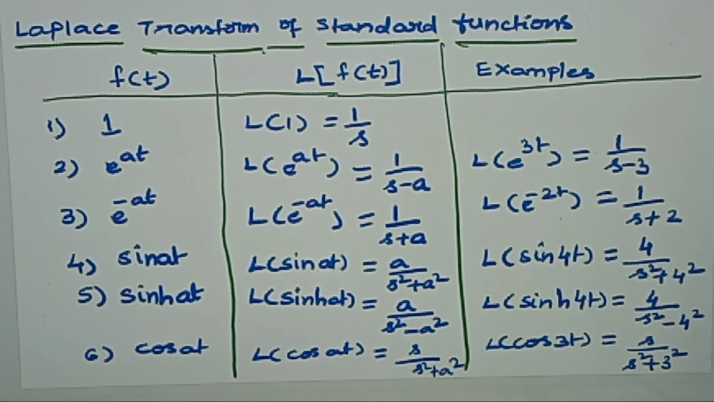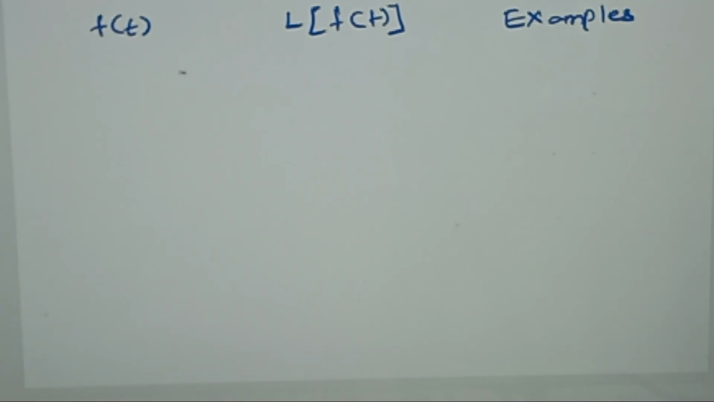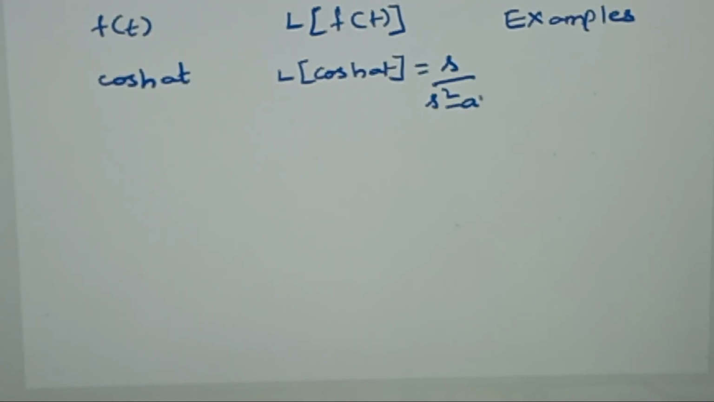Okay. Similarly, let us write the remaining formulas also. First, let us write the function f of t. Then in the second column, let us write the Laplace transform of f of t. Then in the third column, let us see some examples of how to apply the formula. Now, the function given is the hyperbolic of cos at. You can write it as cosh at. What should the Laplace transform of cosh at be? What is the formula for cosh at? It's nothing but s upon s square minus a square.